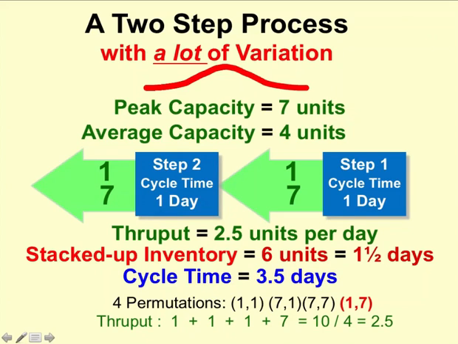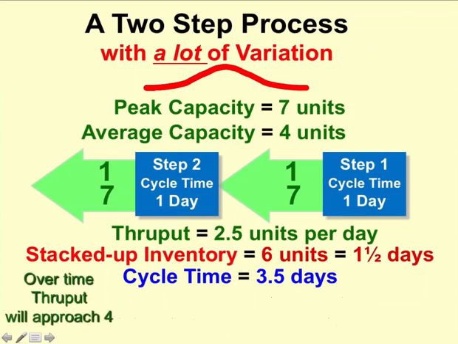Now, to be fair about this, if I just did it one time, if I kept doing it over and over and over again, what's going to really happen? Is this throughput going to keep going down? Is inventory going to keep going up? Is cycle time going to keep going up? What's going to really happen? Is it going to average out, or is it going to keep stacking up? Well, over time, because inventory stacks up, you'll have enough to pull through, and the throughput will actually approach 4. I'll show you that.